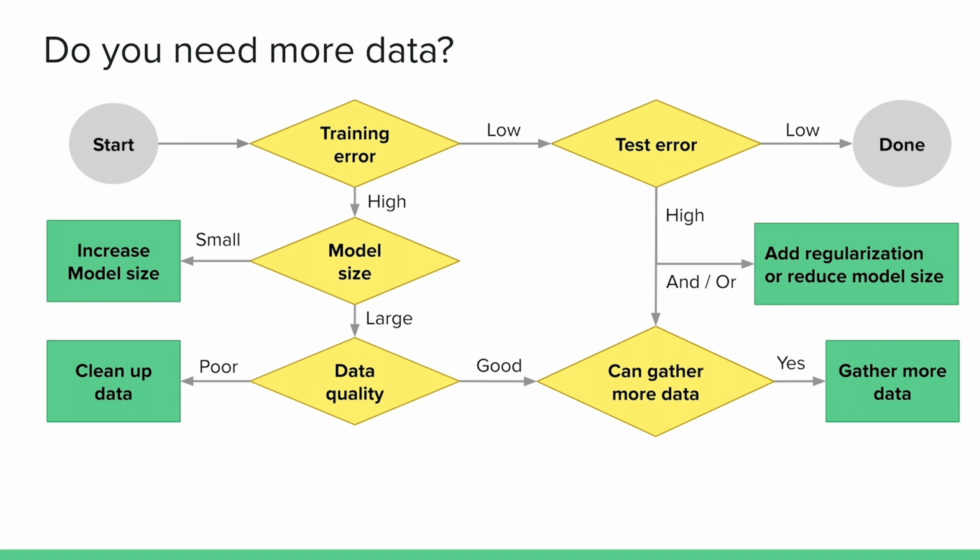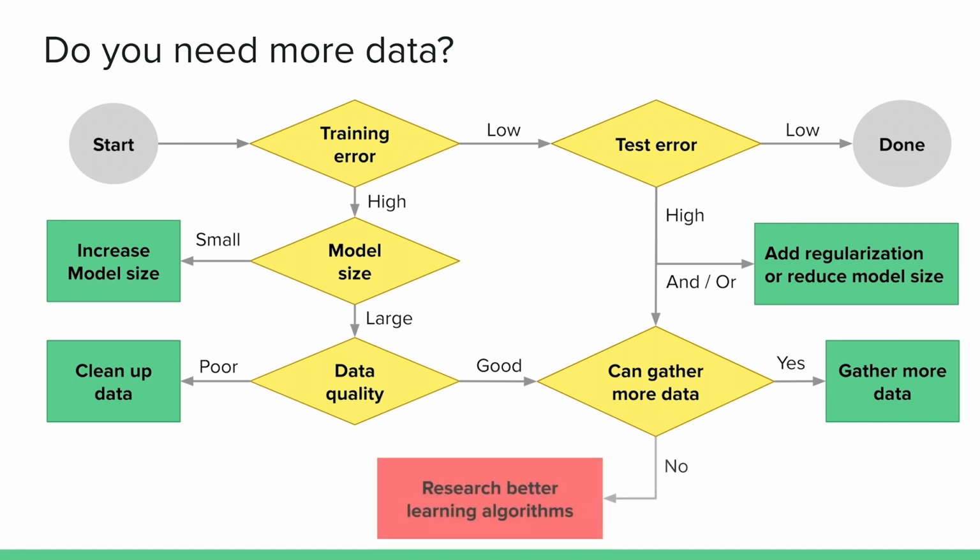And only if you cannot get any more data, well, then you should try to research some better learning algorithms and maybe use a different approach for your problem. Because machine learning and deep learning is not the silver bullet, and there just could be some problems that we cannot solve with this approach that you might be working on right now.